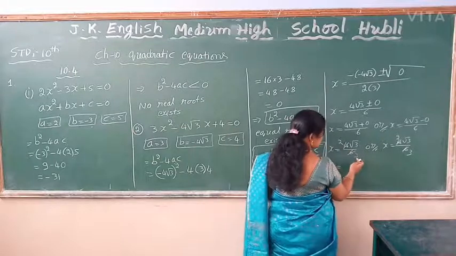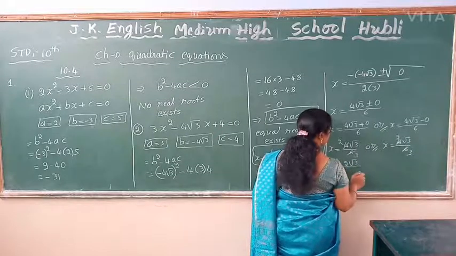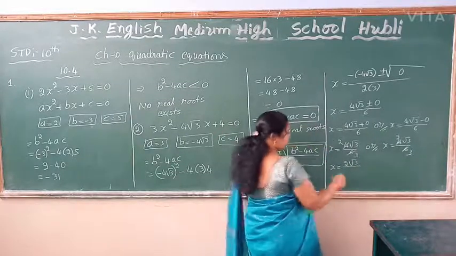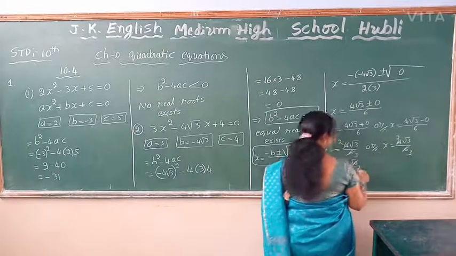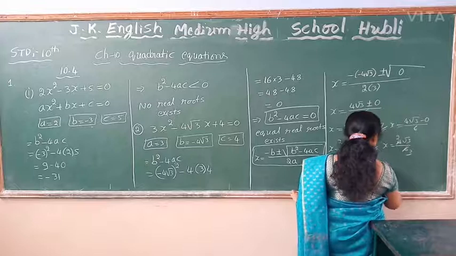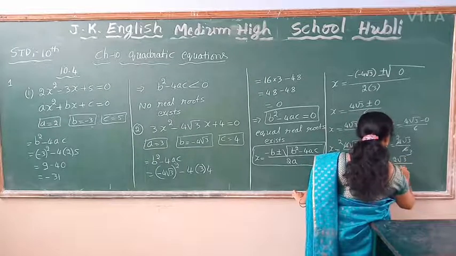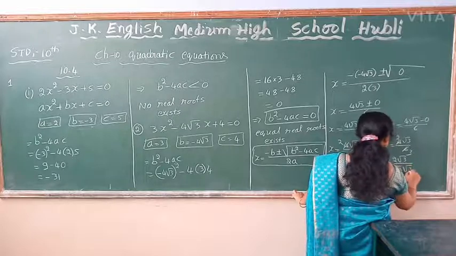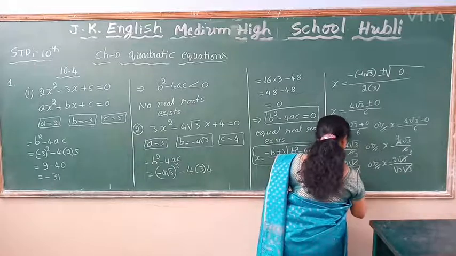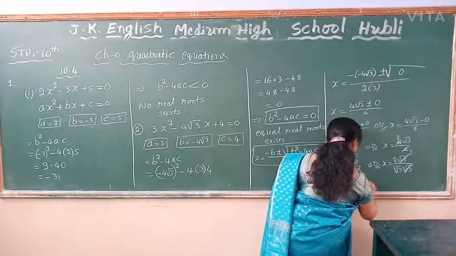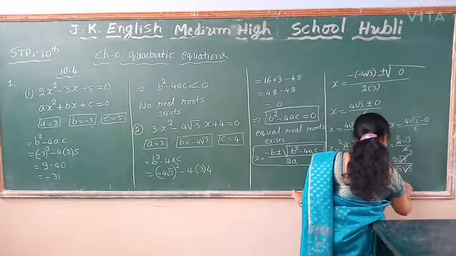Instead of this 3 on the denominator, I can write it in this manner: root 3 into root 3. If I write root 3 into root 3, root 3 cancels. x is equal to 2 root 3 divided by root 3 into root 3. Root 3 gets cancelled. What are the roots? 2 by root 3. Once again the same, x is equal to 2 by root 3.